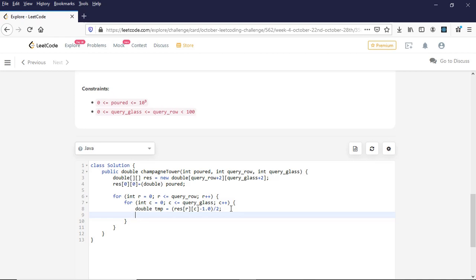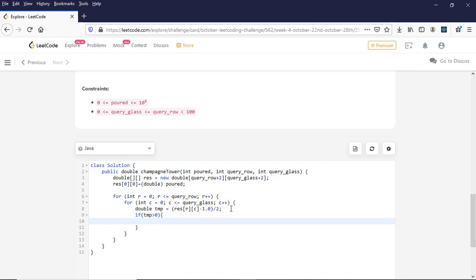So this is the remaining value that I need to equally distribute among my bottom rows, or the row below my current row and the columns. So for the left I will take the current column and for the right I will take column plus 1 for the bottom rows. I need to do that only if my temp value is greater than 0, else I don't need to do that.